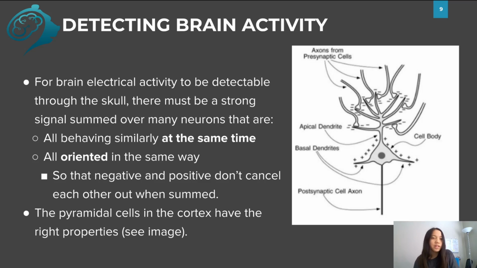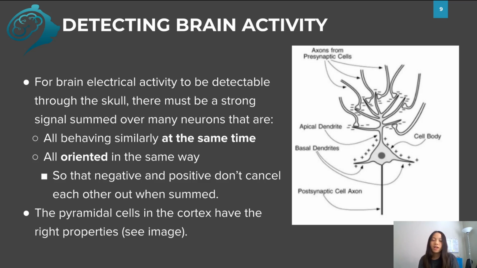And in order for the brain activity to be easily detected, the signals that are summed must have two main properties. The first property is that the neurons must behave similarly. In other words, a group of neurons must be activated all together so that the same charges are propagated at the same time. The second property is that they must be oriented in the same direction.